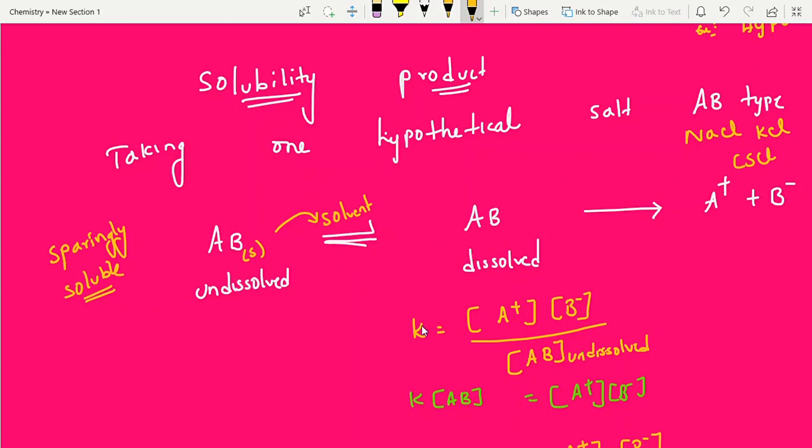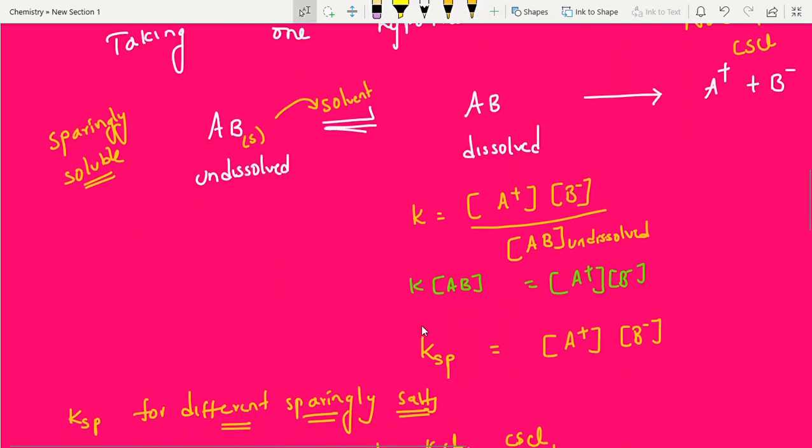Now, I am writing the Kc expression. We know the K expression. What is the K expression? Concentration of products by concentration of reactants. You can take these two combinations, starting undissolved to dissolved, or completely ionic form, or else these two also you can take and write. So I have taken these two, students. Now concentration of products: here A plus and B minus, by concentration of reactants.